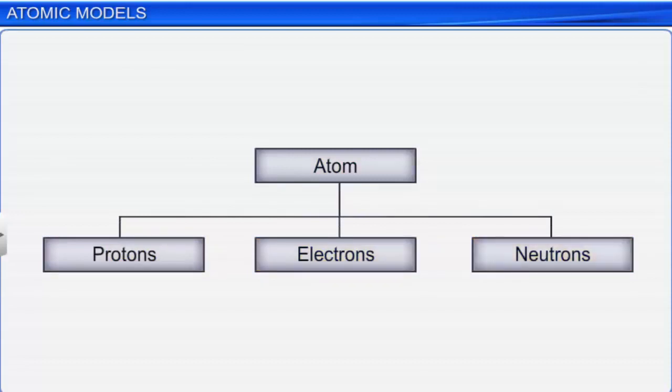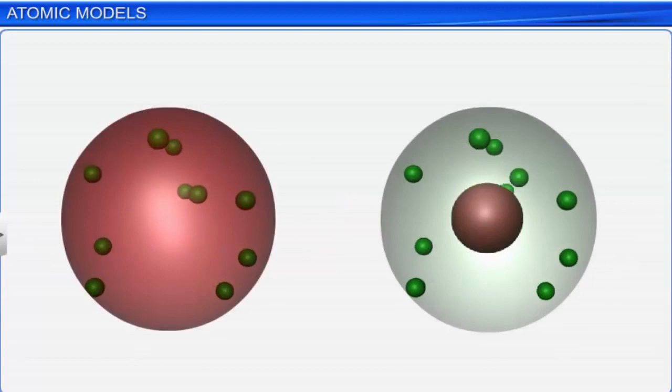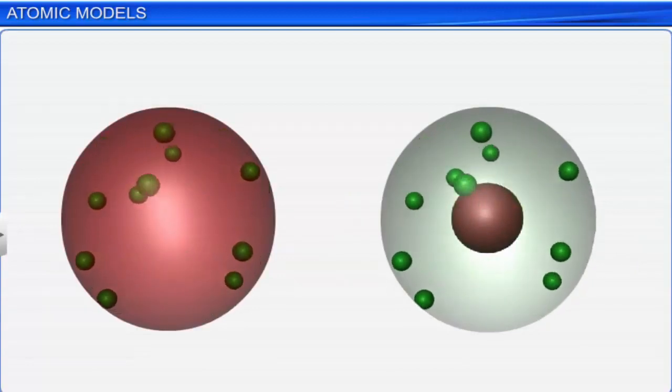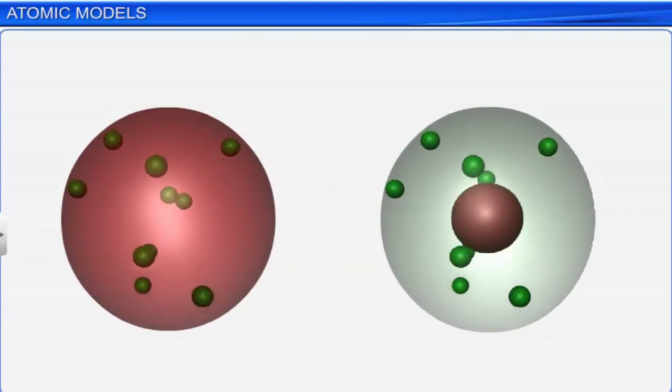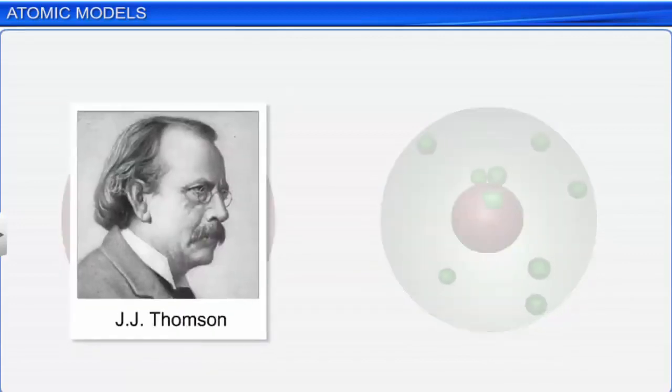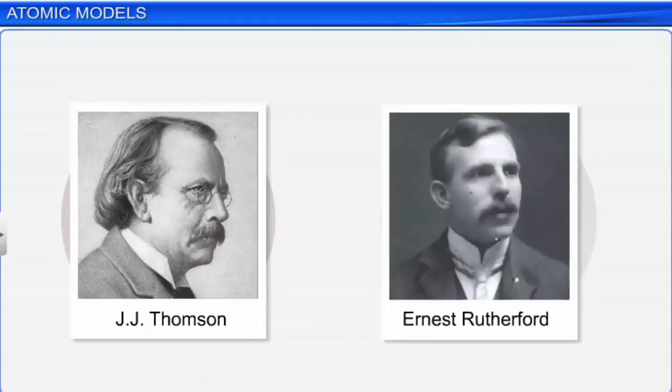Now, let us look at the arrangement of these subatomic particles in an atom. Different models were proposed to explain the distribution of subatomic particles in an atom. Of these models, the models proposed by J.J. Thomson and Ernest Rutherford are of great significance, as they paved the way for the modern structure of an atom. Let's discuss both these models one by one.